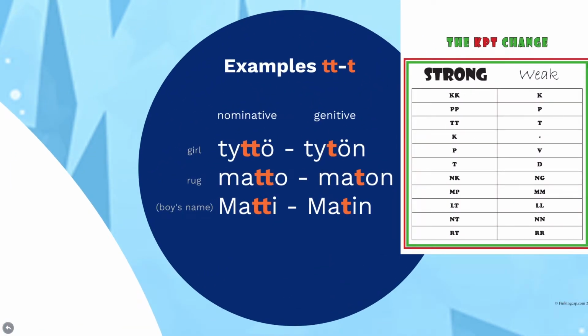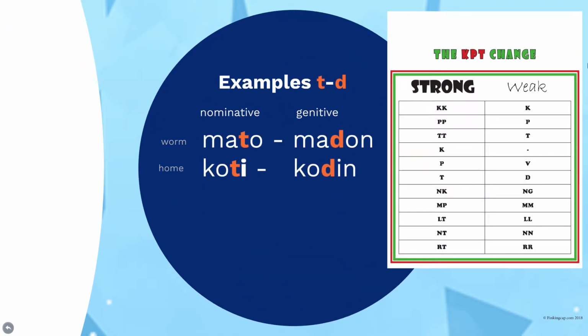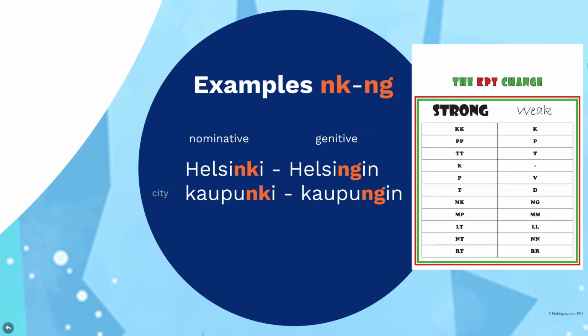Tyttö, tytön. Matto, maton. Matti, matin. Mato, madon. Koti, kodin. Helsinki, Helsingin. Kaupunki, kaupungin.